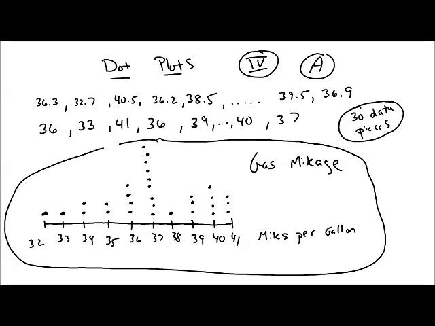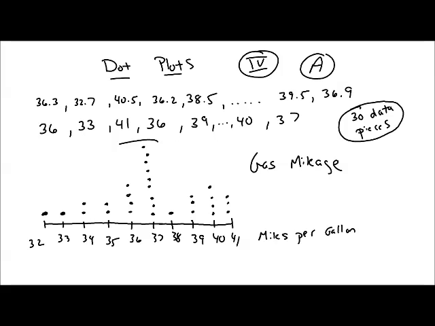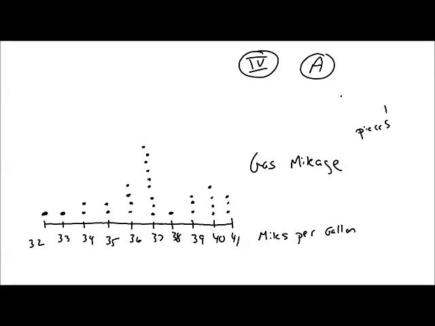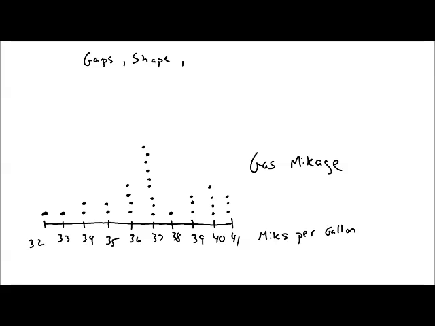Okay, now if we had to explain or describe a dot plot, let's take a moment, let's erase this. I want that dot plot to still be there so you can visualize it. But when we describe a dot plot, it is quantitative data. And when we describe quantitative data, we use something called GSOCS. Gaps, shape, outlier, center, spread.